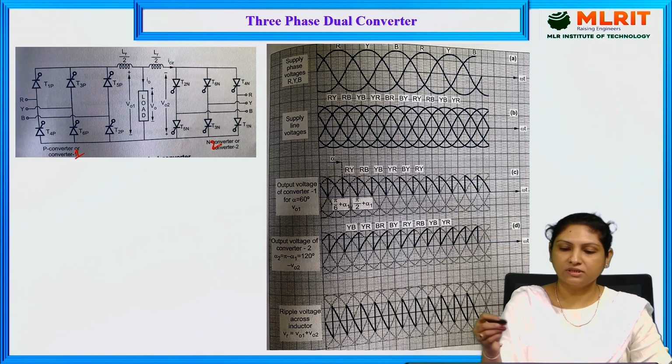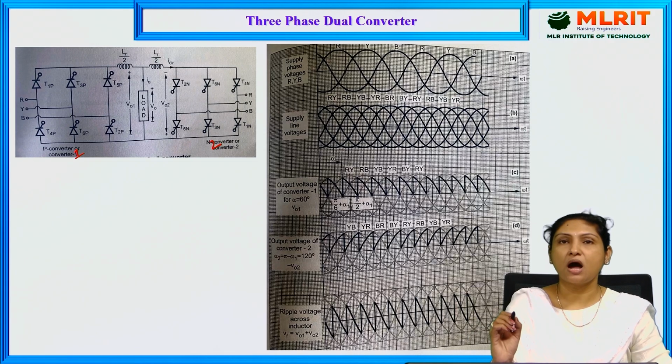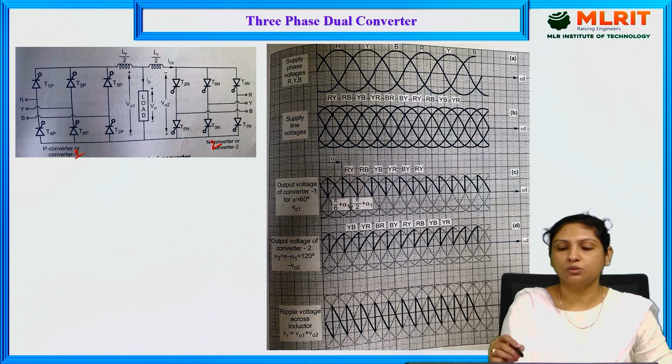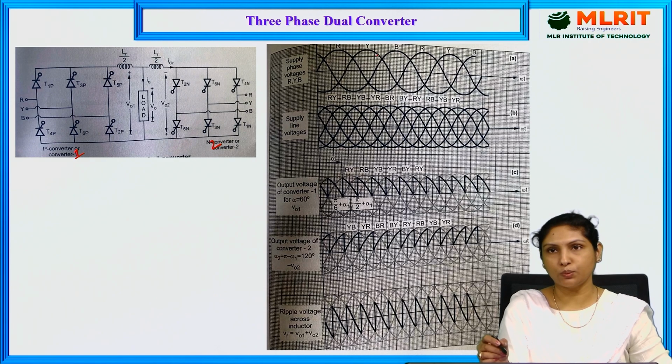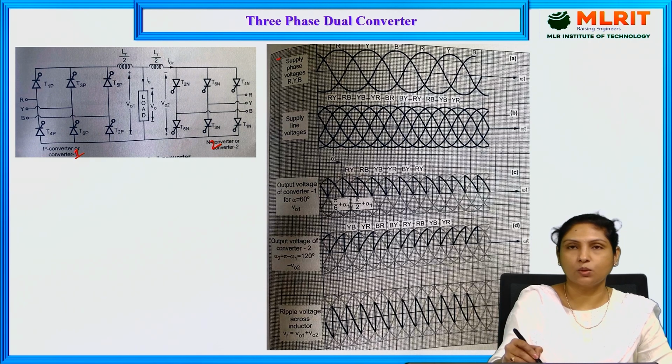Firstly, these are the phase voltages, and I have already explained clearly in the previous videos how to draw these particular phase voltages, which are 120 degrees apart. Here the Y phase will be lagging behind the R phase by 120 degrees, the B phase will be lagging behind the Y phase by 120 degrees, and the R phase by 240. So these are the phase voltages.